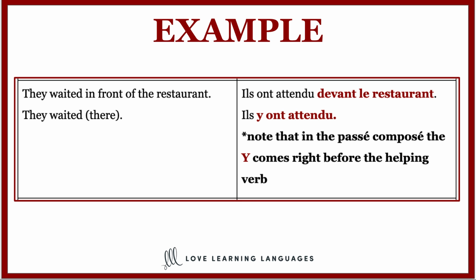Okay, and next example, they waited in front of the restaurant. So we could just say in English, they waited, all right? Ils ont attendu, passé composé, ils ont attendu devant le restaurant. Devant, preposition of location, followed by a place. Ils y ont attendu. So in the passé composé, you have to put your pronoun in front of the helping verb, right? And I'm going to show you in a little while how you can get the lesson notes and have all of this as a handy resource.